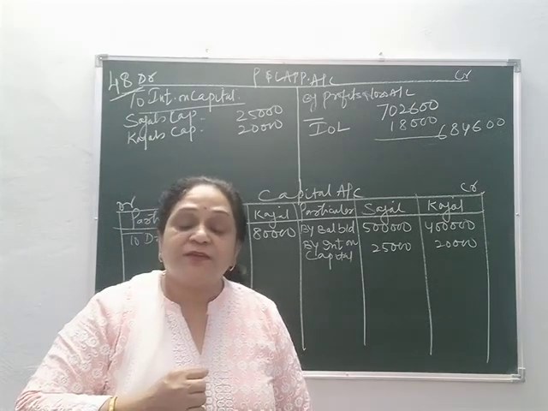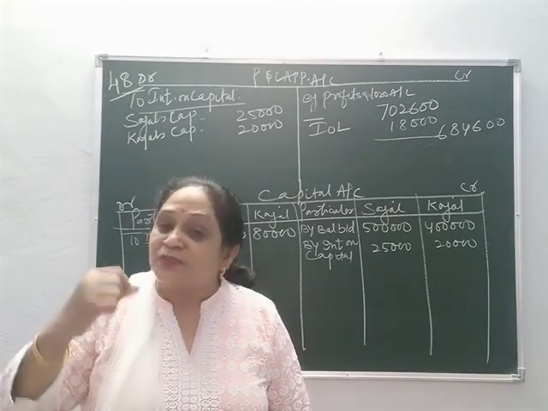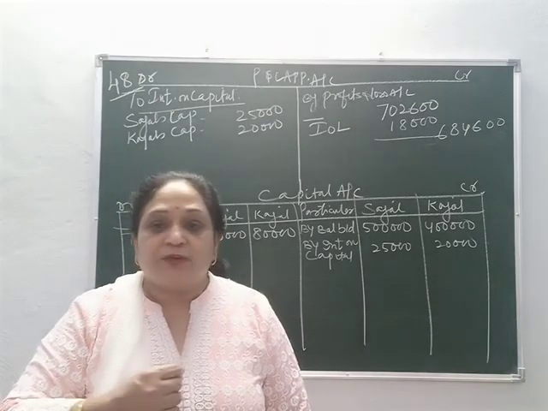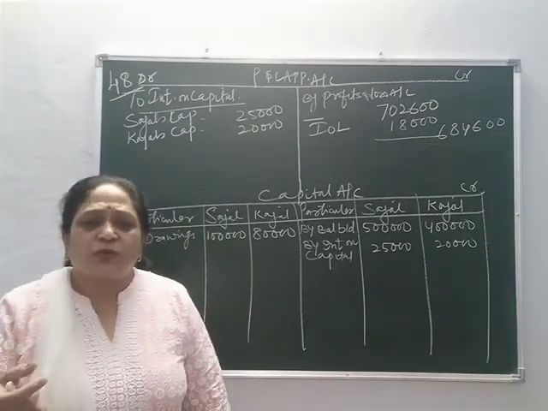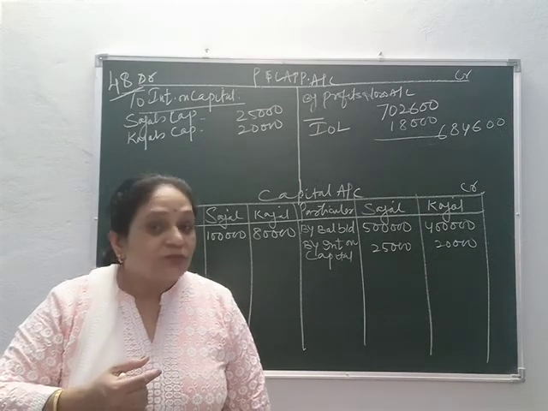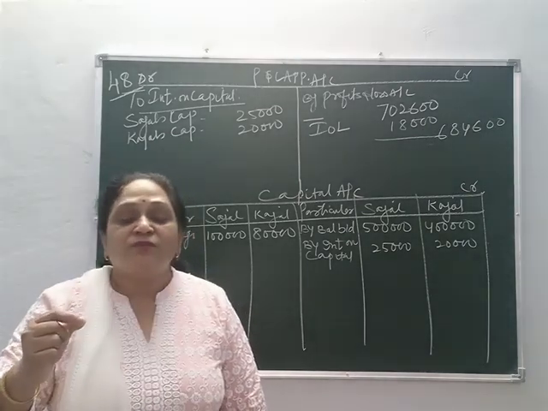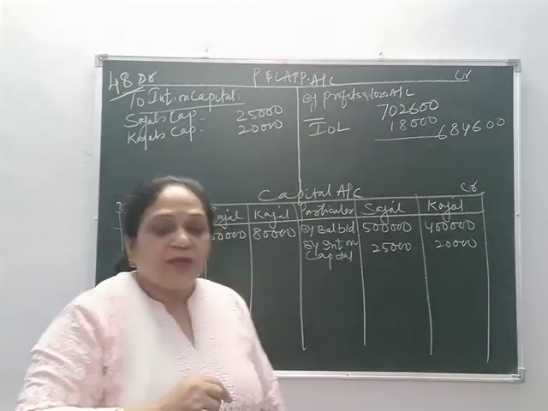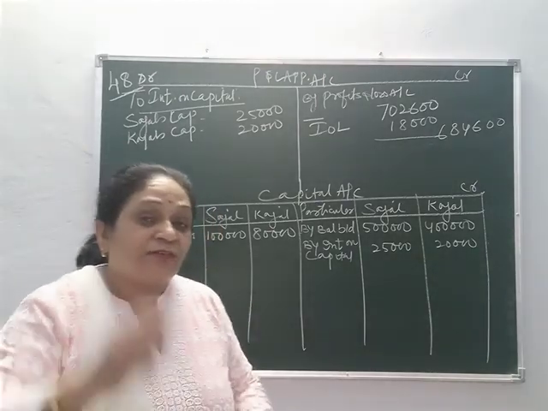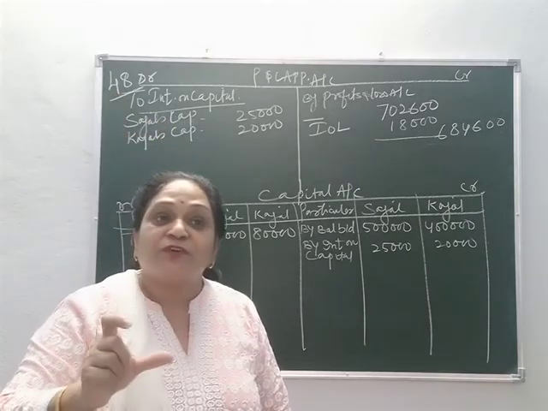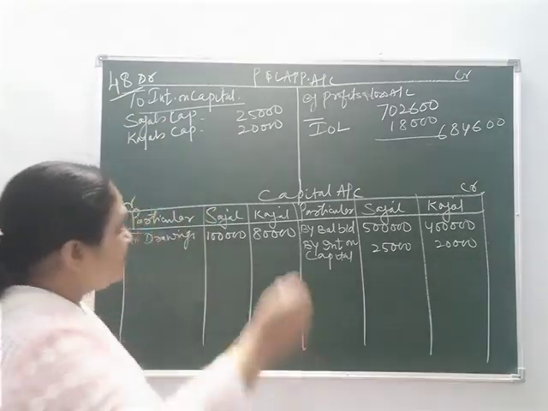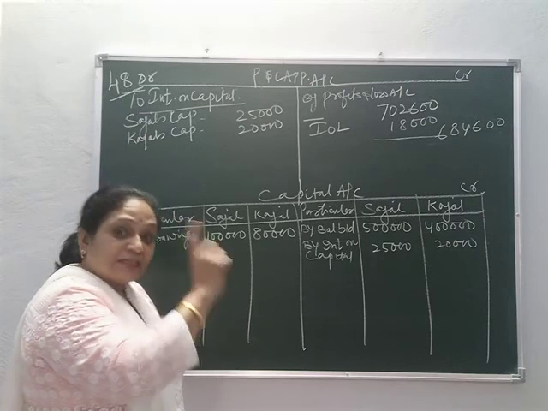Now in this question, the date of drawings is not specified, not given. It is only said that partners' drawings are 1,80,000. So, interest will be provided for an average period of 6 months. See the concept which I have given you, the 10 concepts of interest on drawings. In that case, you have to provide only for 6 months.